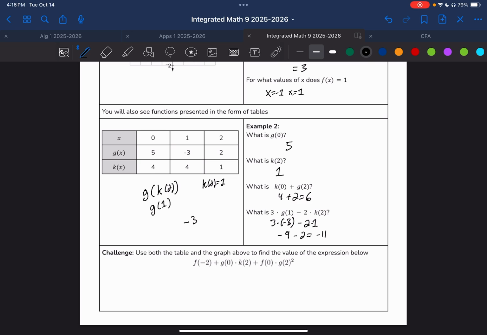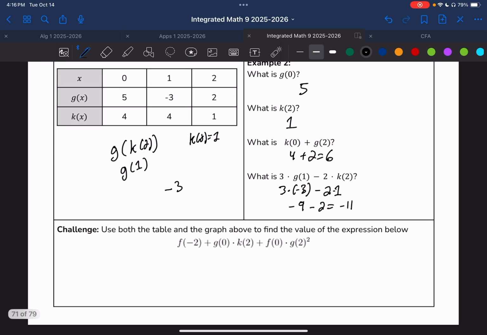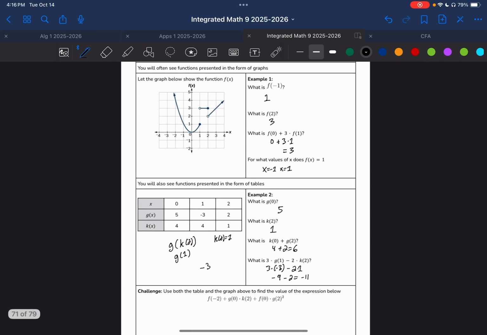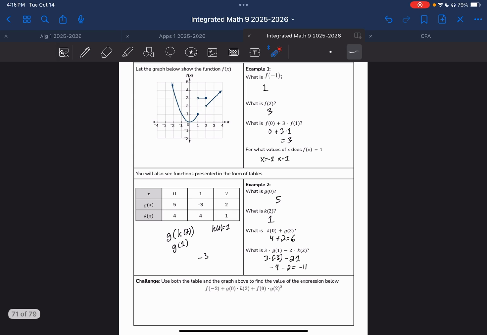All right, use both the table and the graph above to find the value of the expression below. So we have f of -2 plus g of 0 times k of 2 plus f of 0 times g of 2 squared. So combining these two functions, let's take it piece by piece. So first of all, what is f of -2? Well, this is our function f over here. And when x is -2, we can see the value of the function is 4.